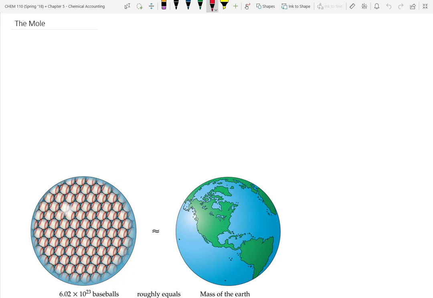All right, so today we're going to start talking about the mole. How many people have heard of the mole? A few people. There's actually an International Mole Day that's celebrated every year. But really all a mole is a counting tool that chemists use, and I like to call it the chemist's dozen.